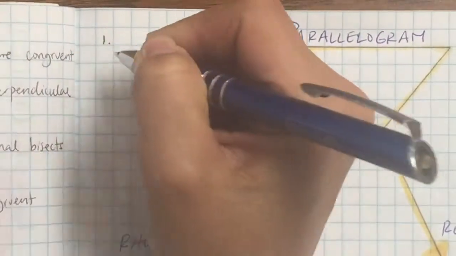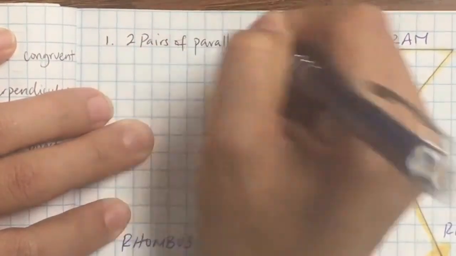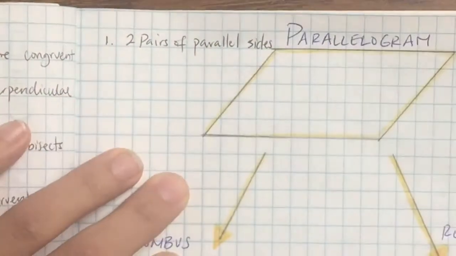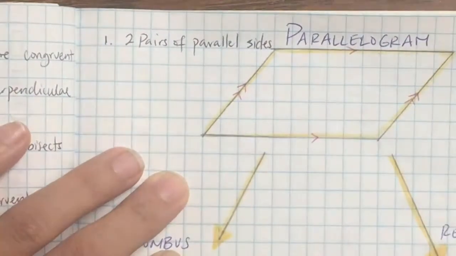All right, so a parallelogram has 5 properties. Let's start with the most obvious. It's in the title: parallel. Parallelogram. Two pairs of parallel sides, parallelogram. So you can see two sets of parallel sides.